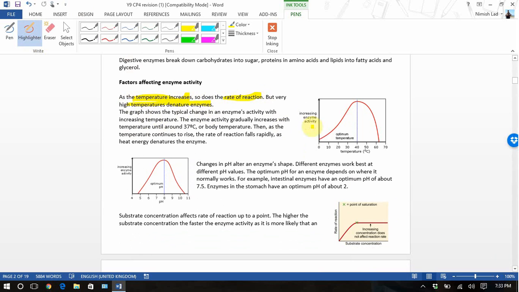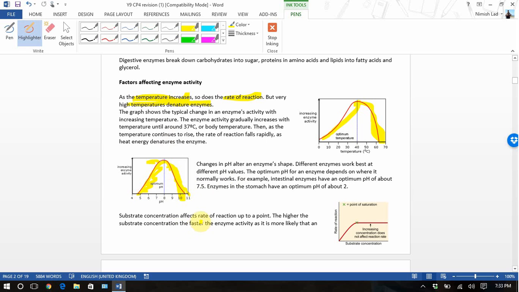So here's a graph for it. You can see it increases up to about body temperature, then that denaturing occurs. Similarly with pH, there's an increase in enzyme activity to about pH 8, and it drops, normally between 7.5 and 8, but it does vary for different situations and different enzymes. Again, there's denaturing happening either side of that optimum pH in the middle there.